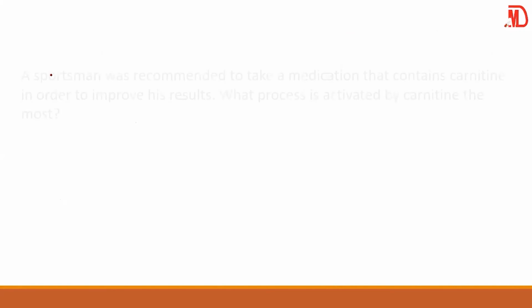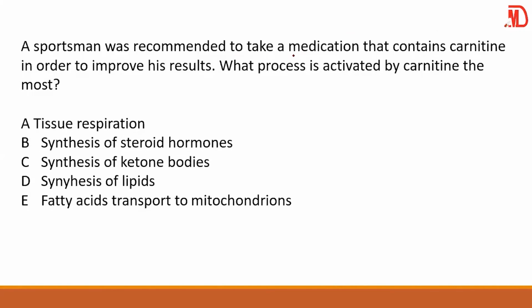All right. A sportsman was recommended to take a medication that contains carnitine. Doctors, do you remember carnitine? We said those who are fat normally use carnitine supplement to burn the fat. How? Because they remove fatty acid from the cytosol into the mitochondria to be burned. We spoke about this like 4 or 5 times in yesterday's lectures. So once again, if you haven't watched the videos, please do justice to them. So here you are thinking of fatty acid transport from the cytosol to the mitochondria for burning.